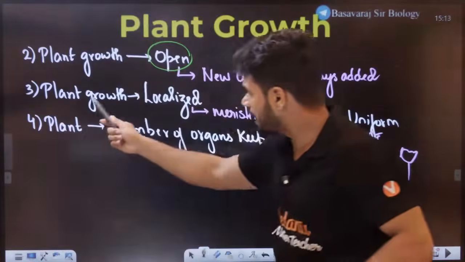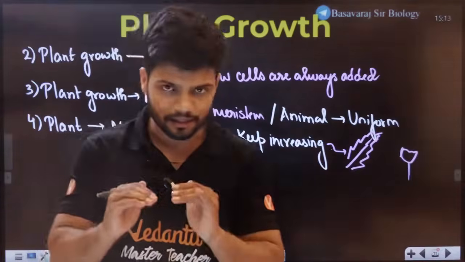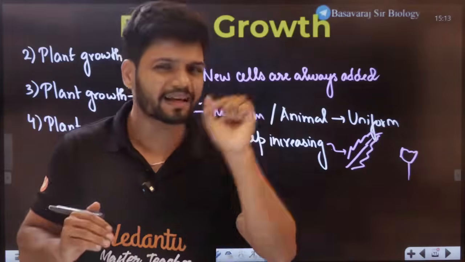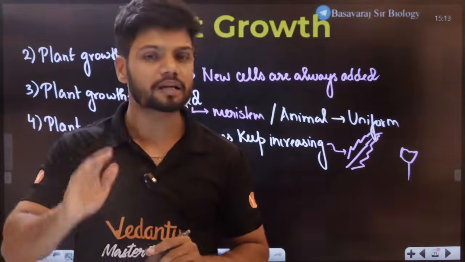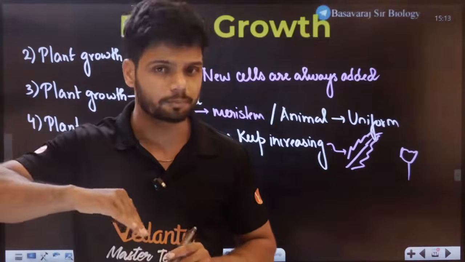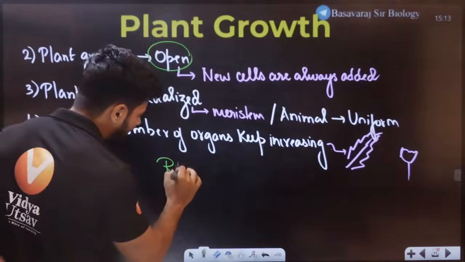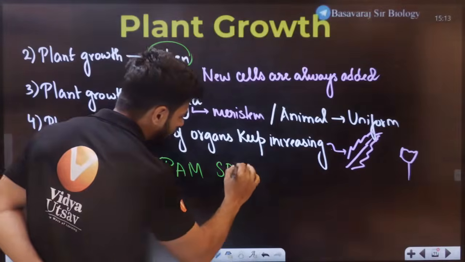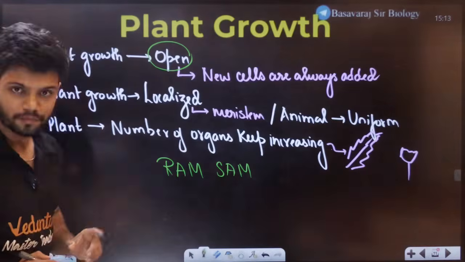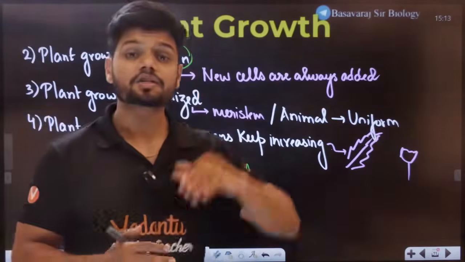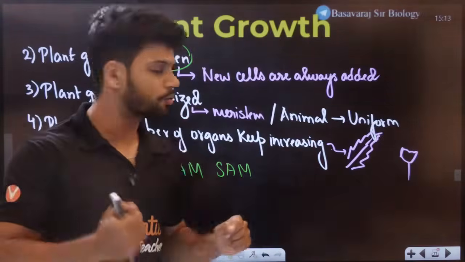Okay, now plant growth is localized. इसका मतलब क्या है? इसका मतलब ये है कि generally plant will grow only in certain areas जहां पर ये meristematic tissues are found. And this meristematic tissue is generally found in the shoot and root tip. You might have heard about something called RAM and SAM, Ram or Sham. What is this? Root apical meristem and shoot apical meristem. So wherever you find meristem in the shoot tip and root tip, उसी जगह में there can be growth. So plant growth is localized.